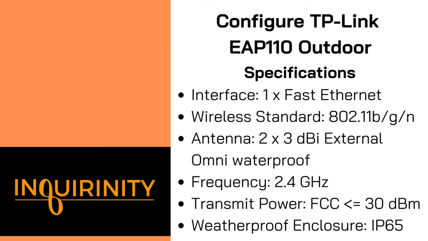For wireless standards, it supports 802.11bgn, so it has no AC support. For antenna, you have two 3 dBi external omni waterproof antennas. It operates at only 2.4 GHz wireless frequency, so there is no 5 GHz support. For transmit power, the recommended is less than or equal to 330 dBm. And you have the weatherproof enclosure IP65, so that makes our TP-Link EAP outdoor capable.